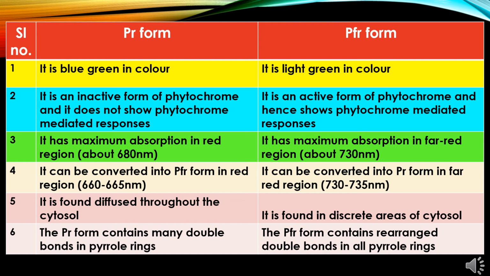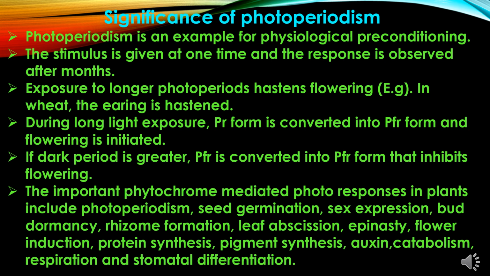Fifth, the Pr form is found diffused throughout the cytosol, while the Pfr form is found in discrete areas of the cytosol. Sixth, the Pr form contains many double bonds in pyrrole rings, while the Pfr form contains rearranged double bonds in all pyrrole rings. Now we will study the significance of photoperiodism.